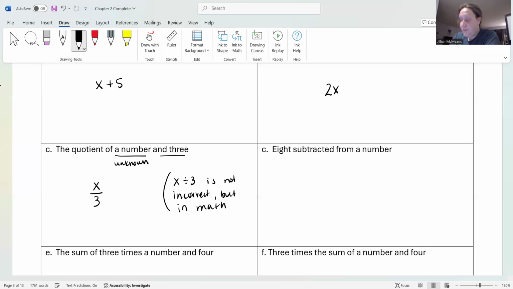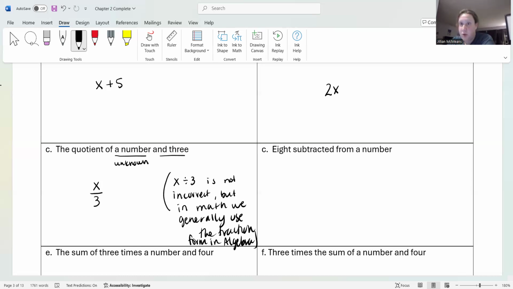But in math, we generally use the fraction form. In algebra, when we're dealing with quotients in math class, we write them as fractions, okay? So again, x with the division symbol 3, it's not incorrect, it's just not the best form. It's not what you're typically going to see.